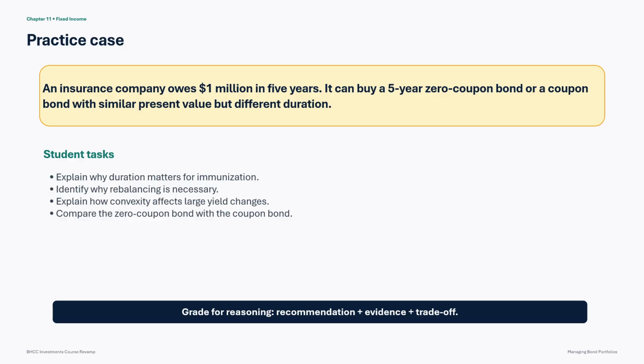Why is rebalancing necessary? Time passes, so the liability horizon shortens. Bond durations also change as coupons are paid, yields move, and holdings age. The initial match will drift. The insurer needs monitoring rules and tolerance bands, then trades when the mismatch becomes material.